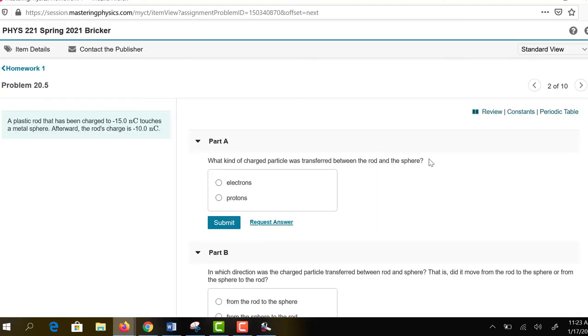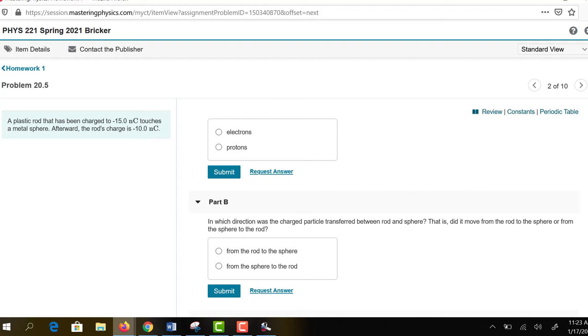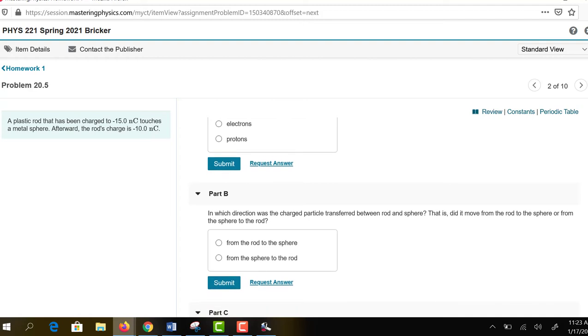That's okay. So, similar problem, plastic rod charged to negative 15, touches a metal sphere. Afterward, the rod's charge is negative 10. What kind of particles were transferred? I'll leave part A to you. In which direction were the charged particles transferred? Same thing, I'll leave it to you.